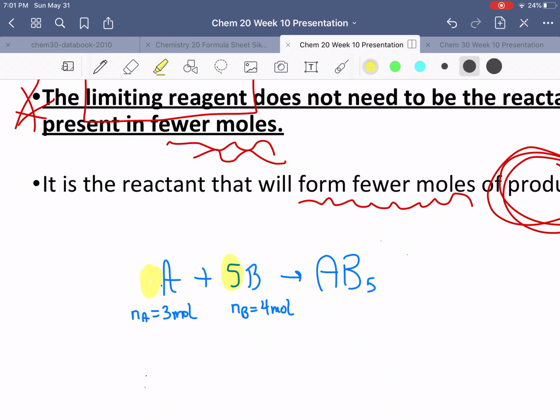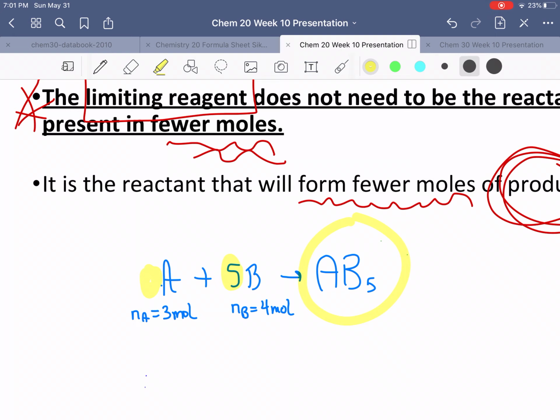That literally means you need 5 times the moles of B for every 1 mole of A. Why? Because look at what you're forming: there's 5 of the B for every 1 A. So if I've got 2 moles of A, I need 10 moles of B. If I've got 5 moles of A, I need 25 moles of B. If I've got 1 mole of A, I need 5 moles of B.